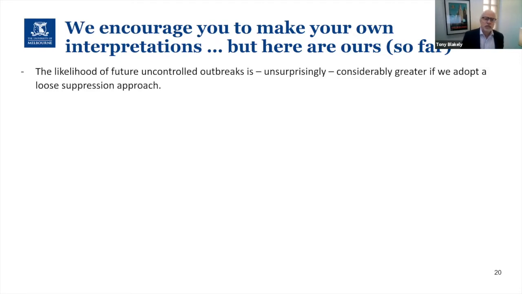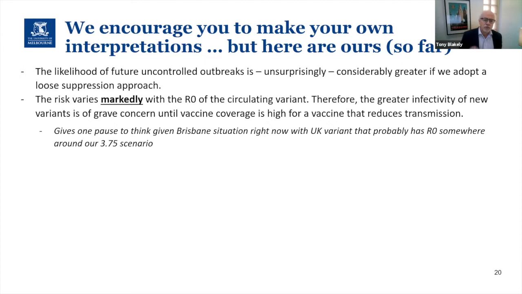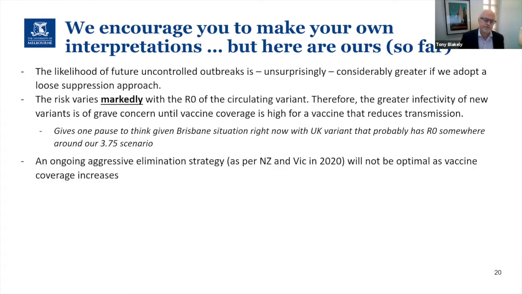The likelihood of future uncontrolled outbreaks, unsurprising, not rocket science, is considerably greater if we adopt a loose suppression approach. But the risk varies markedly with the R0 of that circulating variant. And this really gives us pause for thought with what's happening in Brisbane at the moment. Brisbane really does need to squash out that outbreak because it's the UK variant up there, and it would be not pretty if it got away from us.